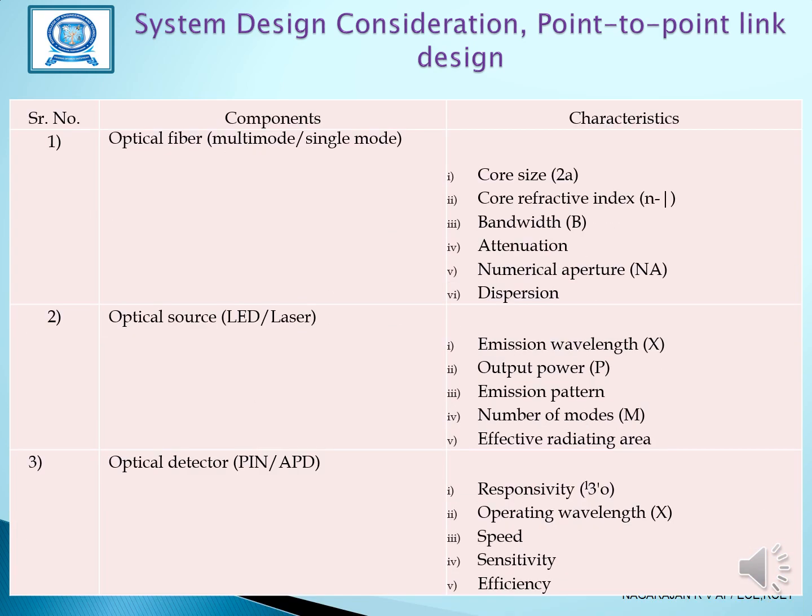So here, when we consider the system design, the first component is the optical fiber. It is multi-mode or single mode. Characteristics are the core size, core refractive index, bandwidth, attenuation, numerical aperture, dispersion. When we consider the optical source, that is an LED or laser, the characteristics are emission wavelength, output power, emission pattern, number of modes, effective radiating area. And on the receiver side, we have an optical detector. It is a PIN or APD type. Its characteristics are responsivity, operating wavelength, speed, sensitivity, efficiency.